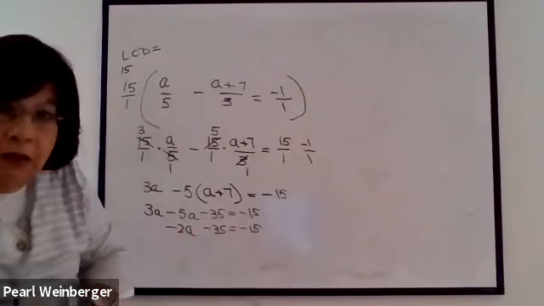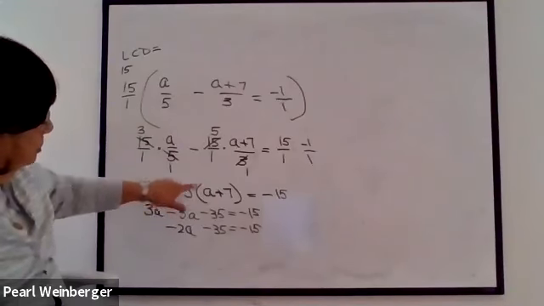Can I ask you a question? Yeah, what's your question? You got the 35 when you multiply the 5 with the 7, right? Right. Yeah. I used the distributive property.